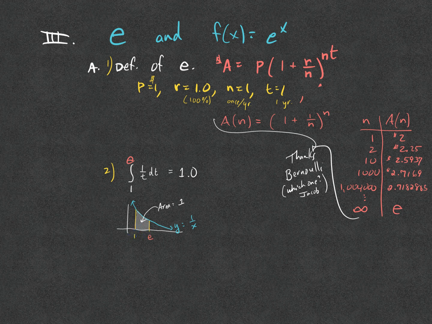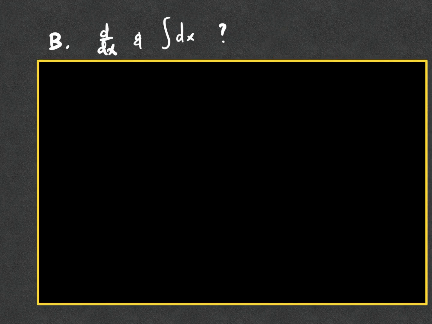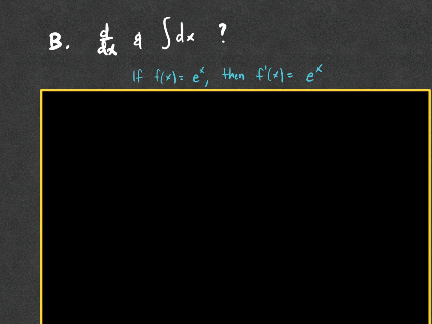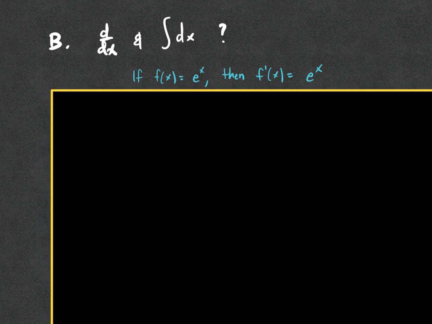All right, what else? The derivative and integral of e to the x. If f is e to the x, then we know the derivative is itself. Wow, that's the only function we've ever met where the slope of the curve is exactly equal to the y value of the curve. So at (0, 1), the slope there is exactly 1. And at the point (1, e to the 1), the slope there is exactly e to the 1.